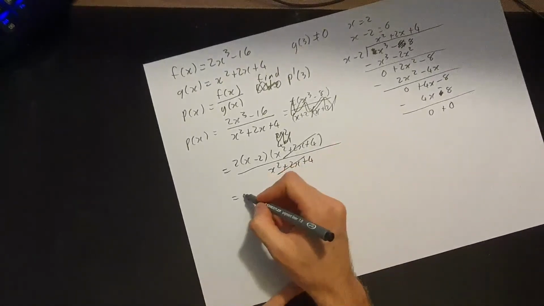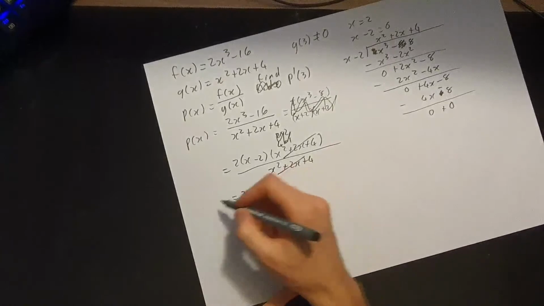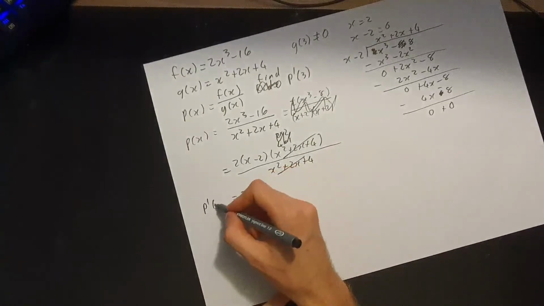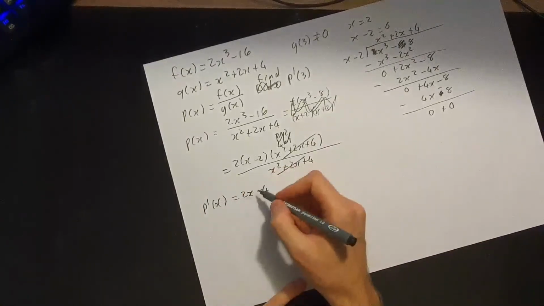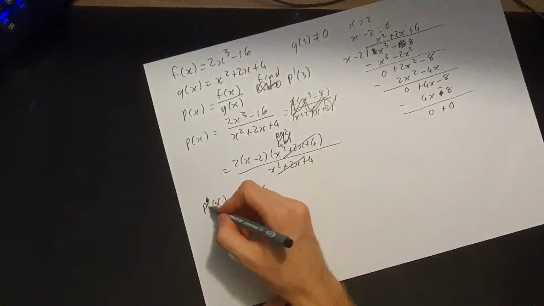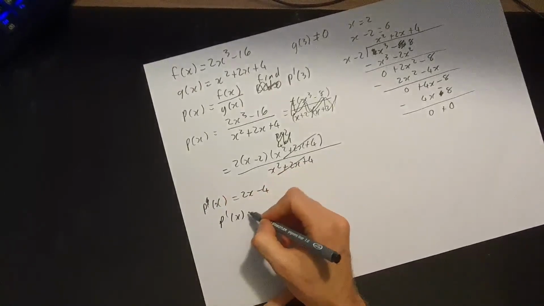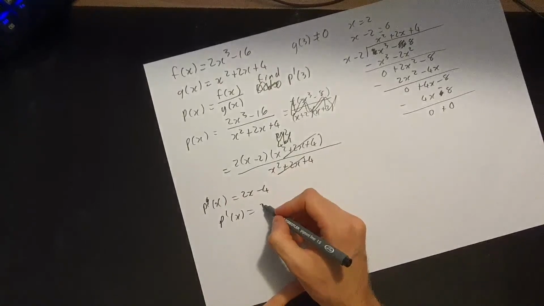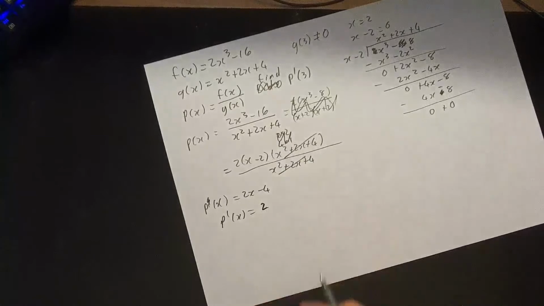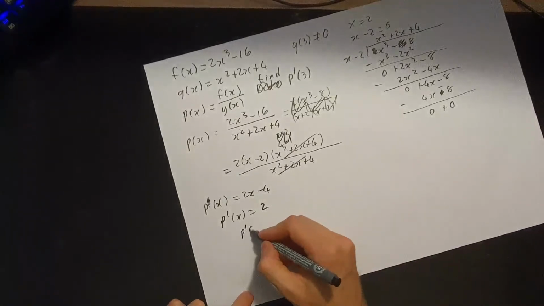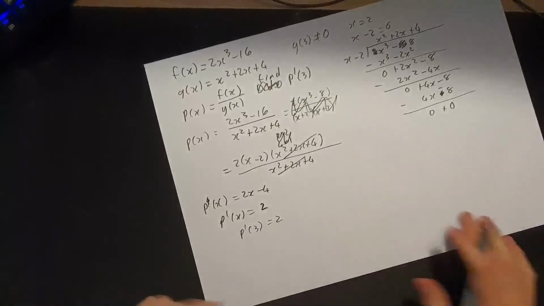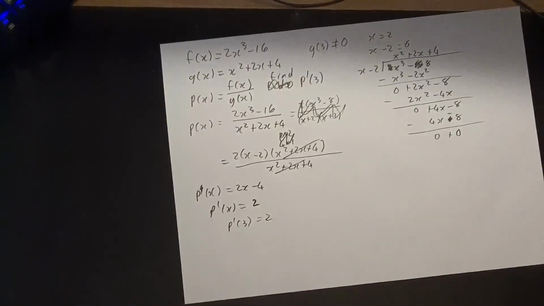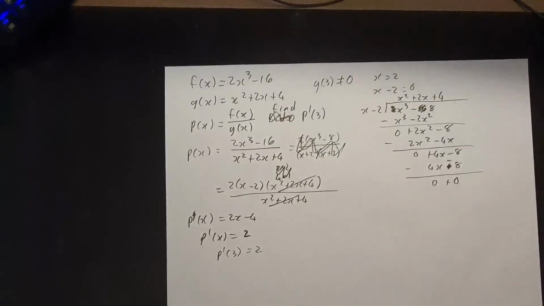So what are we left with? We're just left with 2x minus 4. And then if we take the derivative of that, p prime of x is then going to equal 2. Okay, which means that p prime of 3 equals 2 because we just have a constant function. So, quite a nice question to do.